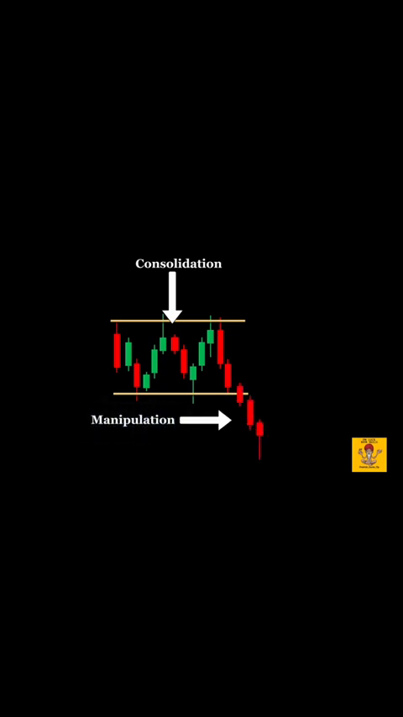Manipulation. This is where the trap is set. The market fakes a breakout above or below the range to trigger stop losses and lure retail traders into bad positions. It's a classic liquidity grab. Smart money hunts for orders resting above resistance or below support before reversing the move. This phase clears the board and sets up the real direction that follows.